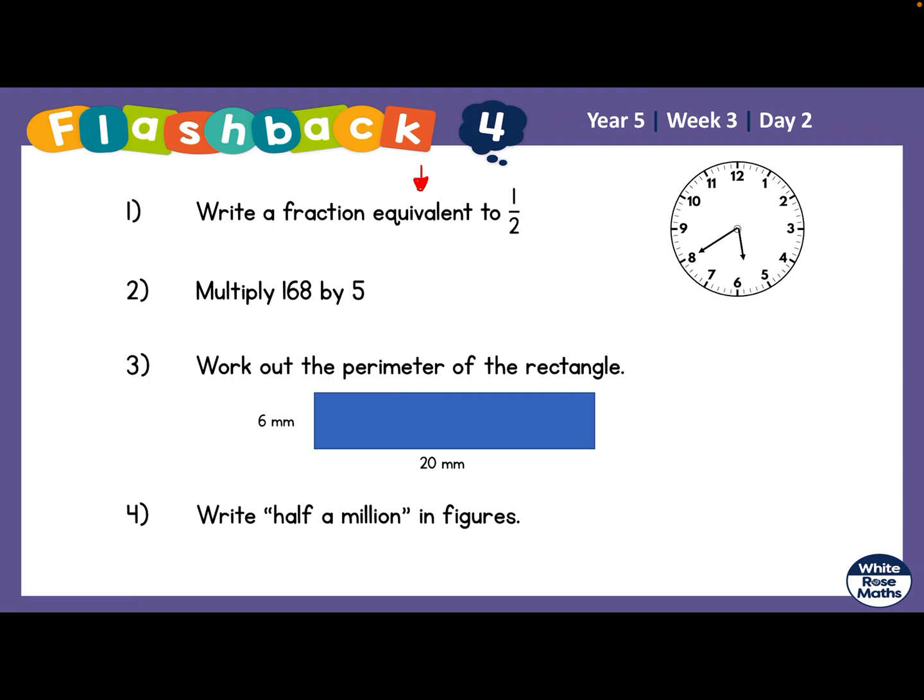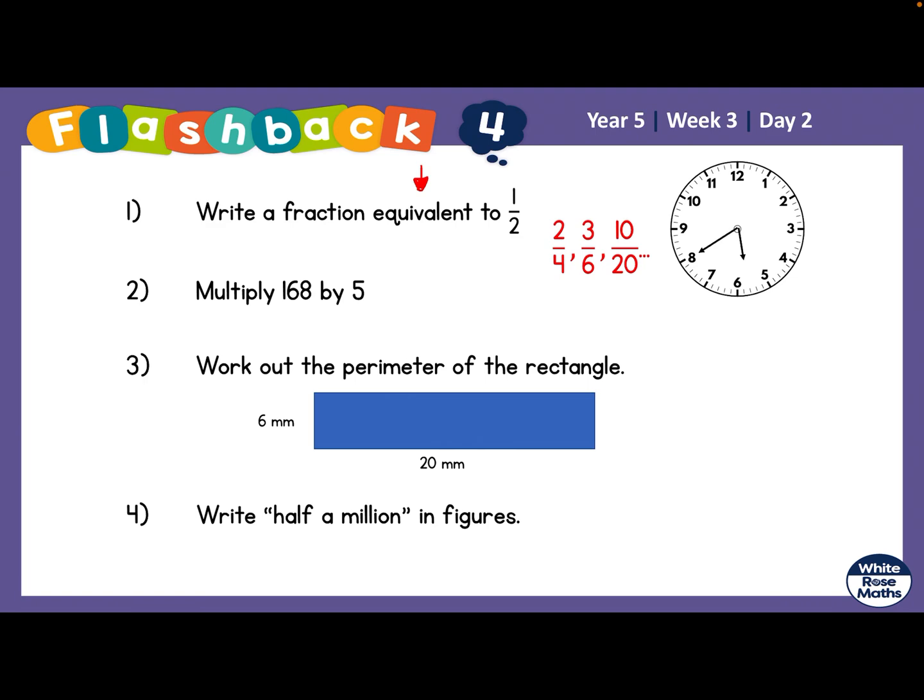Multiply 168 by 5. Work out the perimeter of this rectangle. We've got 6 millimeters by 20 millimeters, and remember that's the perimeter, not the area. And write 500,000 in figures or digits. So pause the video, give it a go, because I'm about to go through the answers.